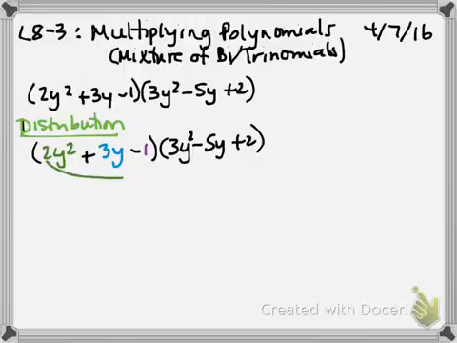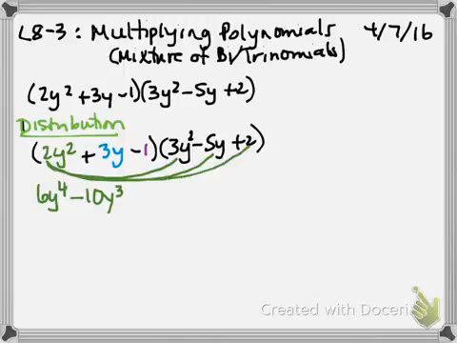So what I'm going to do is multiply everything in the second polynomial by the 2y squared from the first polynomial. So I have 2y squared times 3y squared gives me 6y to the fourth. Now I'm going to multiply 2y squared times the negative 5y. Signs are different, so I get a negative. 2 times 5 is 10. Y squared times y gives me y cubed. And then I'm going to multiply the 2y squared times the positive 2. 2 times 2 is positive 4, and then there's a y squared. So now I've done everything that I possibly can with the 2y squared.